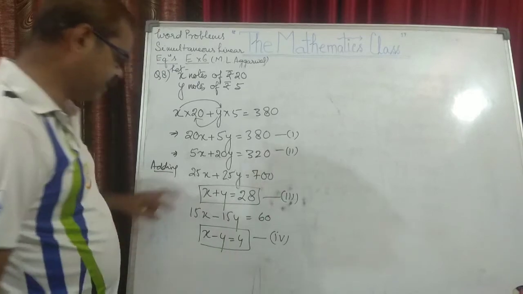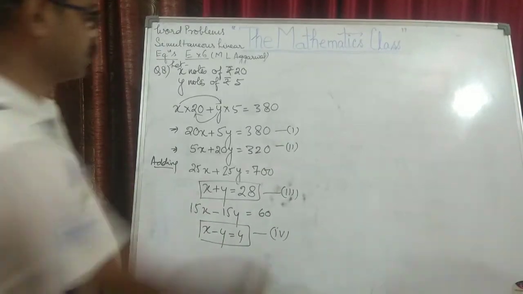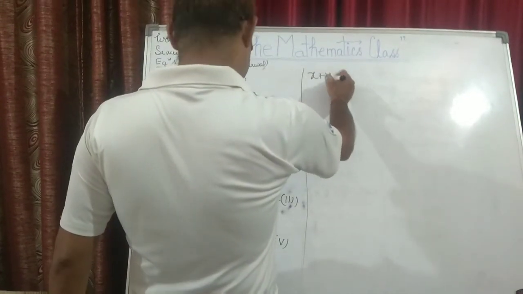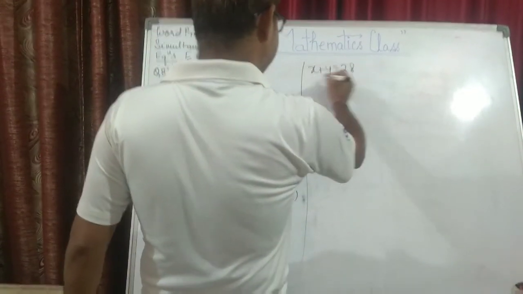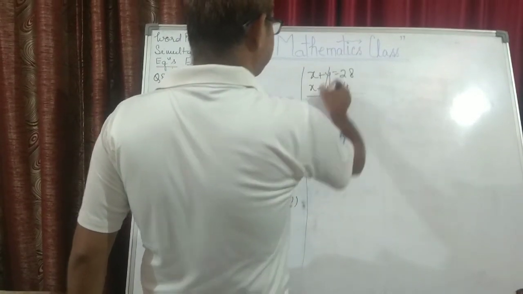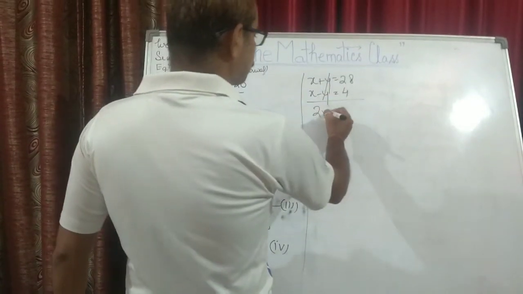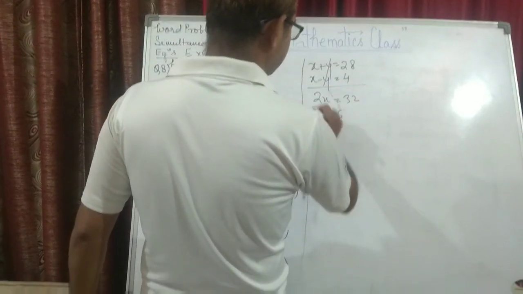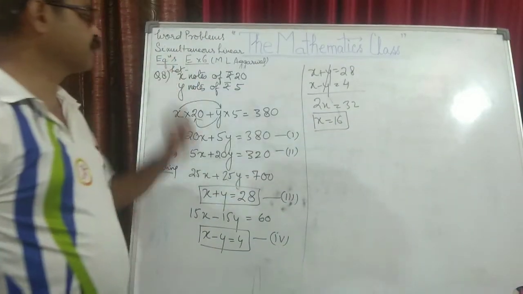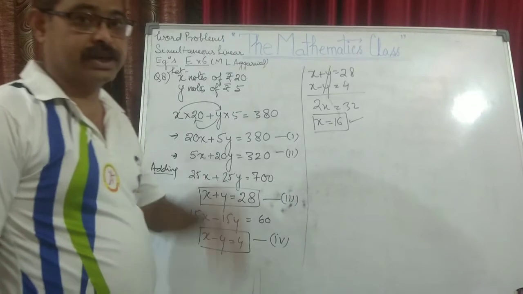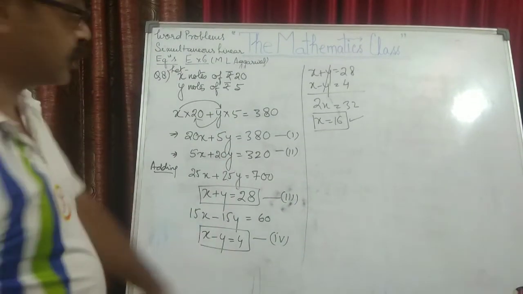Now we have to solve them. How are we going to solve them? You have x plus y is equal to 28 and x minus y is equal to 4. If you add them, plus and minus will cancel. So 2x is equal to 32, so x is equal to 16. x was the number of notes of rupees 20. So how many notes of rupees 20 does he have? 16 notes of rupees 20.